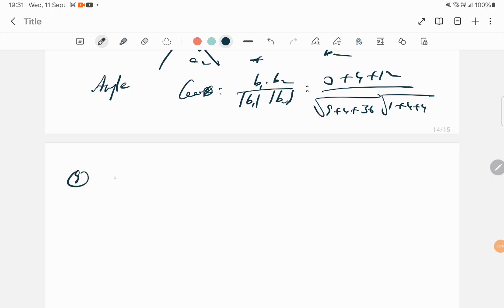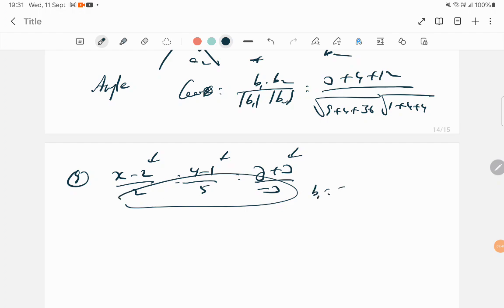I'll go to ninth sum. (x minus 2)/2 = (y minus 1)/5 = (z plus 3)/(minus 3) is one line. But these are the points. I don't need the point, I only need the directions. So b1 is equal to 2i plus 5j minus 3k.